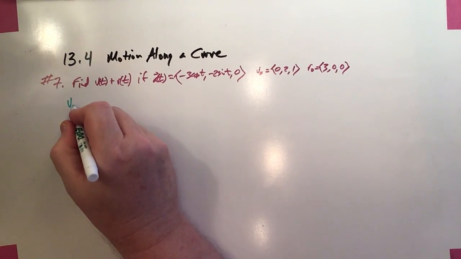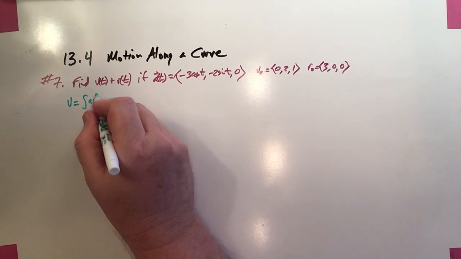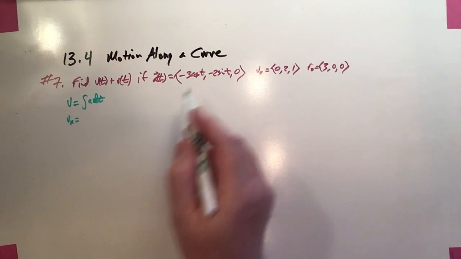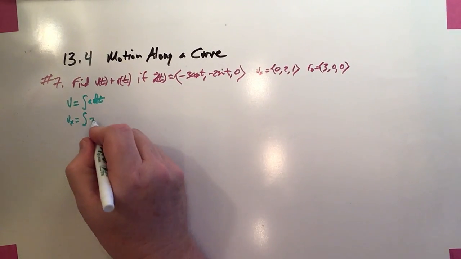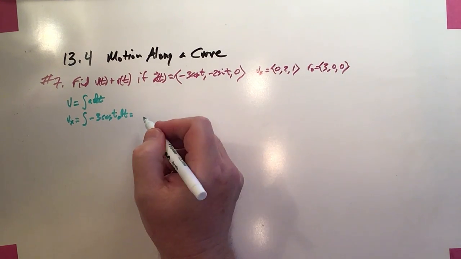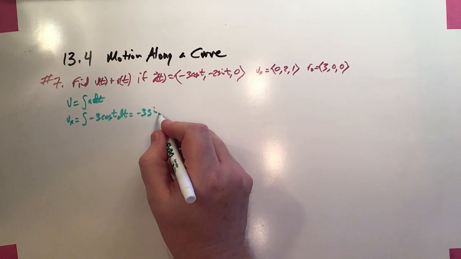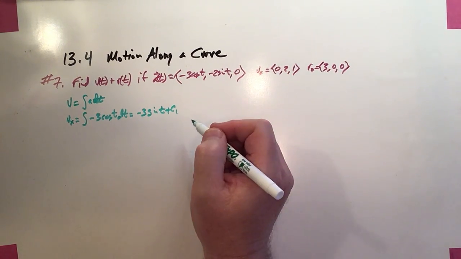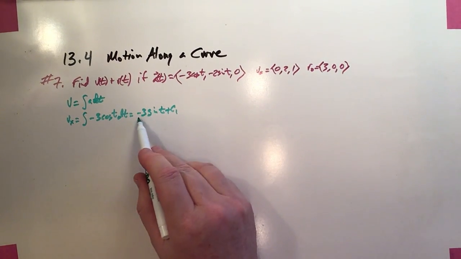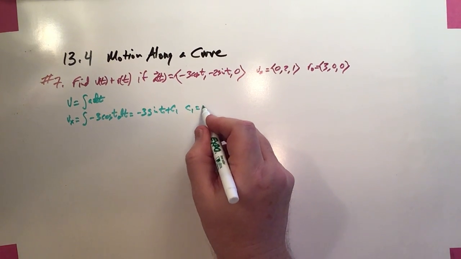First, the velocity. We know that v is equal to the integral of a dt, and vx is going to be equal to the integral of -3 cosine of t dt. That's going to be equal to -3 sine of t plus c1. v naught is equal to 0, and of course at 0, sine 0 is 0, so this is already 0, c1 is equal to 0.